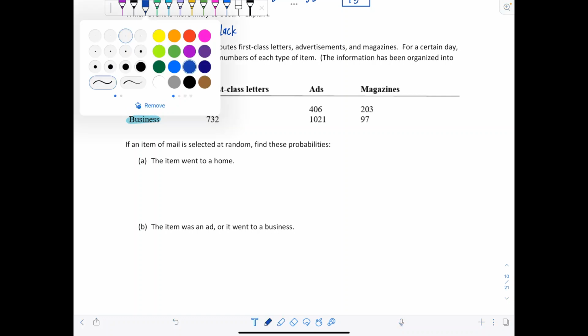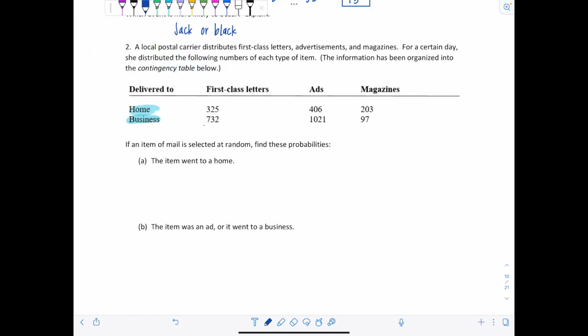a home. So really what I need to do first is get totals so I know how many pieces of mail we're working with altogether. So let's start adding everything up. Total. Sum up each of the rows, each of the columns, okay? So how many first-class letters were there? 1,057. How many ads? 1,427. And magazines, 300. If I add this whole row, that'll tell me how many pieces of mail she delivered altogether. And this is 2,784.